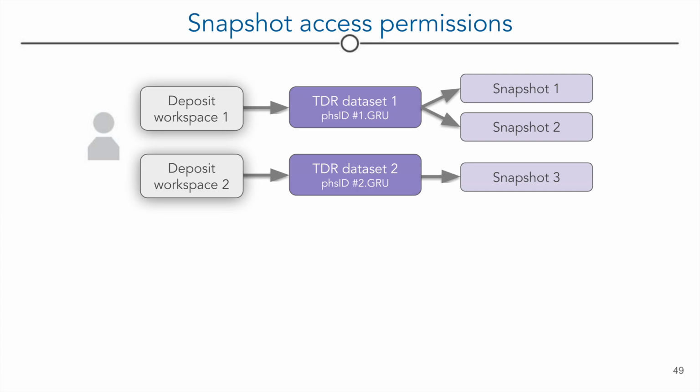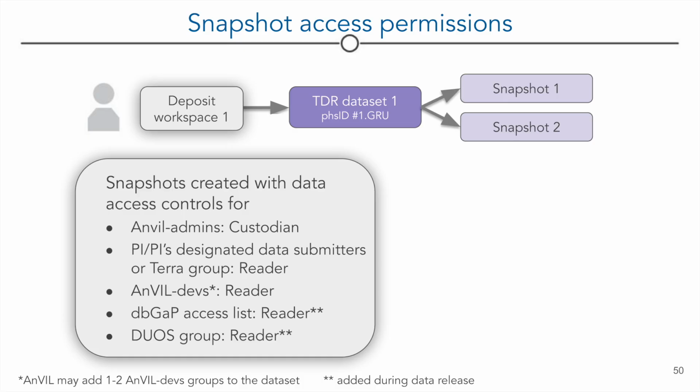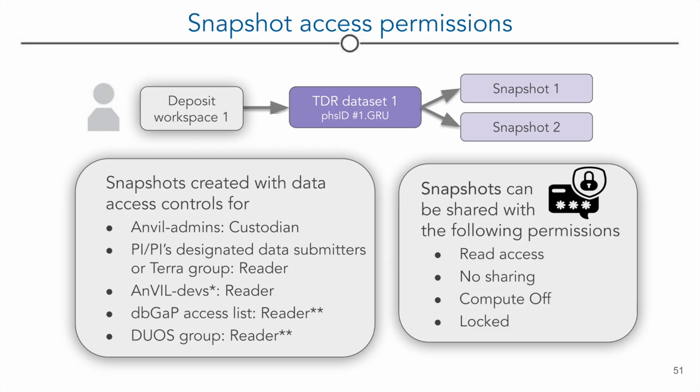Snapshots are created with data access controls for the following groups. AnVIL admins are the custodians. The PIs are the PIs, designated data submitters or tier group, or readers. AnVIL developers, everyone on the dbGaP access list, and the DUOS group, which is added during the data release, are also readers. Snapshots can be shared with read access, no sharing, and compute off or lock permission.